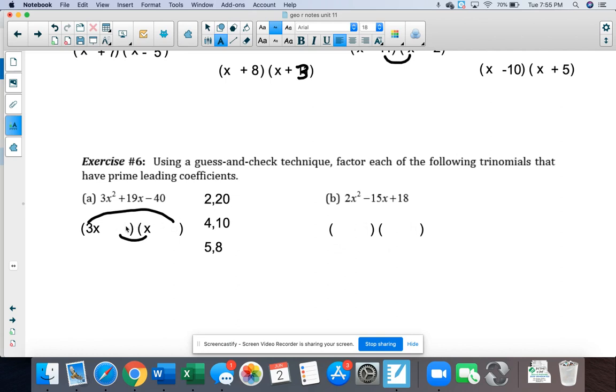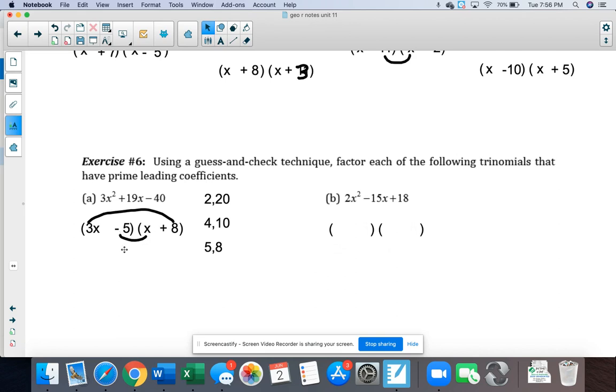Now 2 and 20, no matter if I put the 2 here and the 20 here, or the 2 here and the 20 there, are never going to give you a 19. The one that works is 5 and 8, but you have to be careful where you're putting the 5 and where you're putting the 8. So I have my answer here.